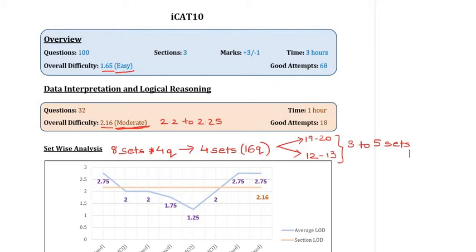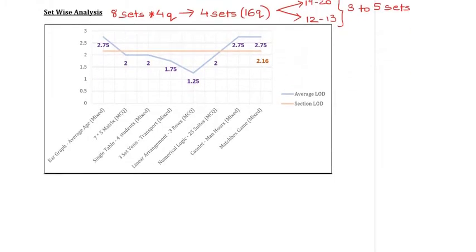So just as we looked at the graph for RC, we'll also have a look at this graph for DILR. You can see we've listed down these 8 sets based on their subject matter, also based on whether they were mixed, as in there were few MCQ questions and few TITA or numerical entry questions, or whether they were purely MCQ or purely TITA. Now here, note that the section LOD was 2.16. There are 3 sets, 1 right at the beginning and 2 right at the end, where the difficulty level is significantly higher compared to the sectional difficulty.